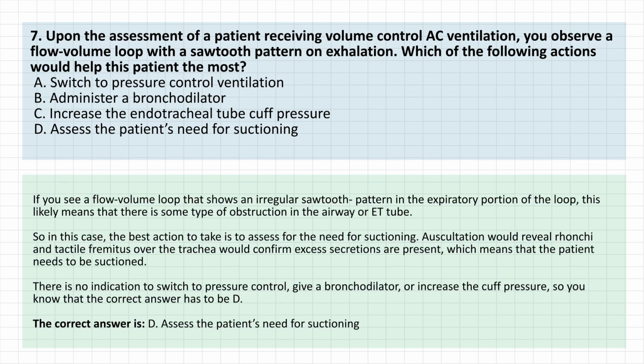If you see a flow volume loop that shows an irregular sawtooth pattern in the expiratory portion of the loop, this likely means that there is some type of obstruction in the airway or ET tube. So, in this case, the best action to take is to assess for the need for suctioning. Auscultation would reveal rhonchi, and tactile fremitus over the trachea would confirm that excess secretions are present, which means that the patient needs to be suctioned. There's no indication to switch to pressure control, give a bronchodilator, or increase the cuff pressure, so you know that the correct answer has to be D. Assess the patient's need for suctioning.